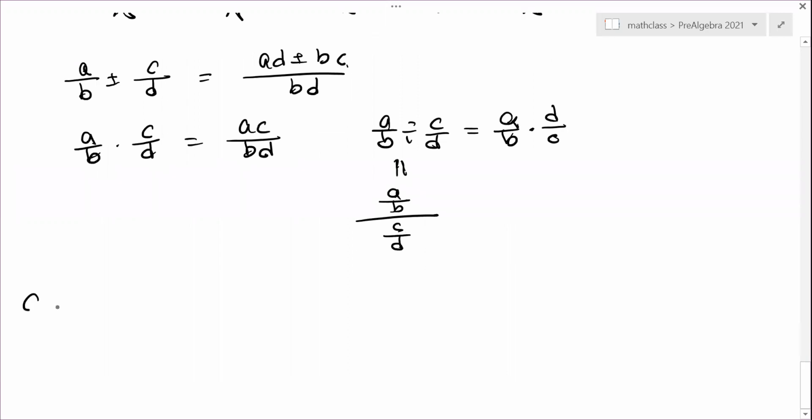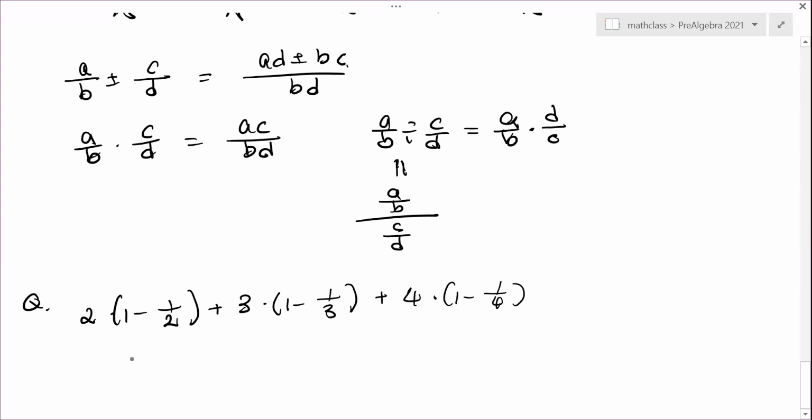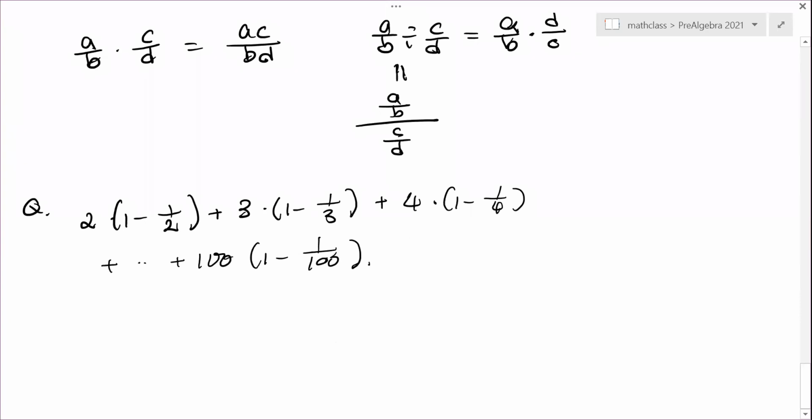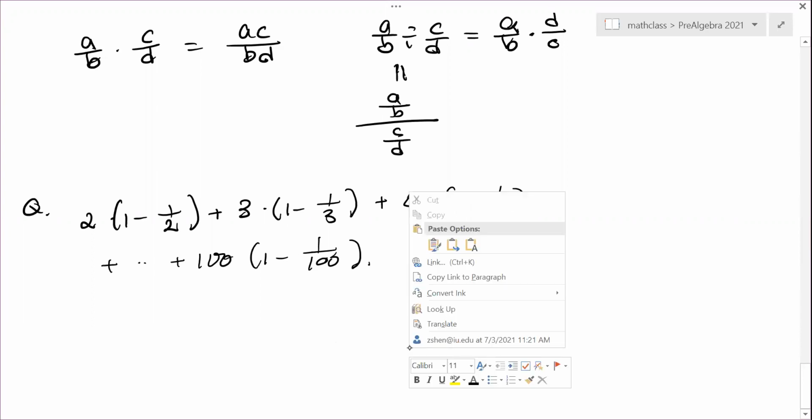Okay, so let's take a look at the next problem. We have 2 times 1 minus 1 over 2, plus 3 times 1 minus 1 over 3, plus 4 times 1 minus 1 over 4, and so on, up to 100 times 1 minus 1 over 100. Now, you have 100 terms. So there are lots of fractions involved. How do you do this?